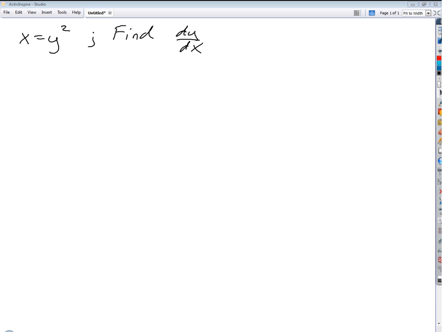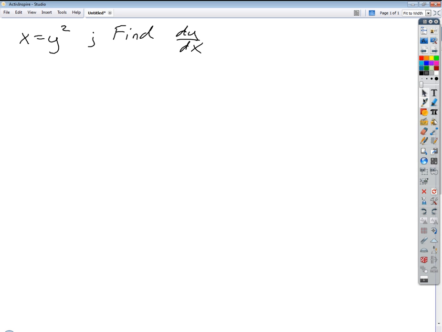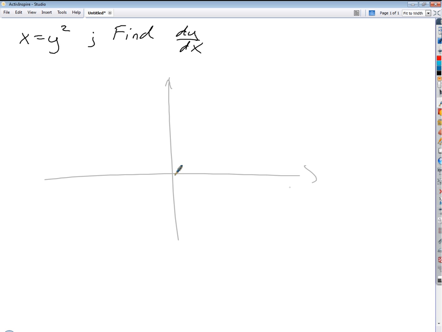Okay, this always works. If you want to come up with the graph of an inverse based on the original graph, you always just rotate it 90 degrees clockwise and then reflect it over the new y-axis, right? That always works. So what does this look like then? If we start with the original relation y equals x squared, that's just an up and down parabola, right?